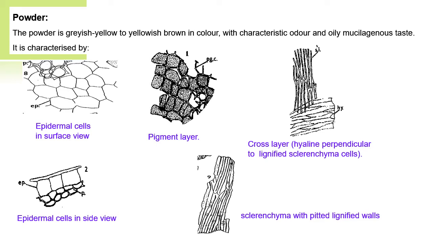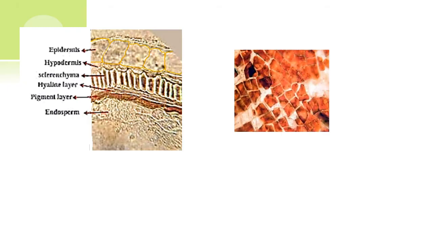The cross layer, which consists of the hyaline layer and perpendicular to it the sclerenchyma layer, which are formed of lignified cells with pitted wall. And here is a fragment of the sclerenchyma without the hyaline layer. Photograph showing sclerenchyma layer, hyaline layer, and pigment layer, and the outermost epidermal cells filled with the mucilage. Photograph of the pigment layer, polygonal cells filled with the orange brownish content.